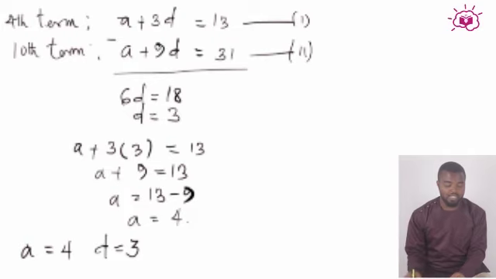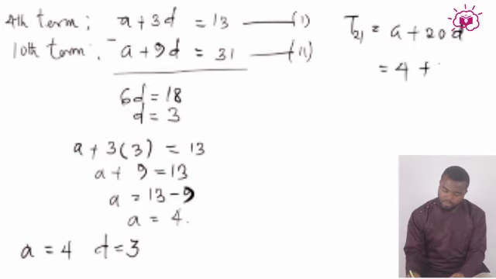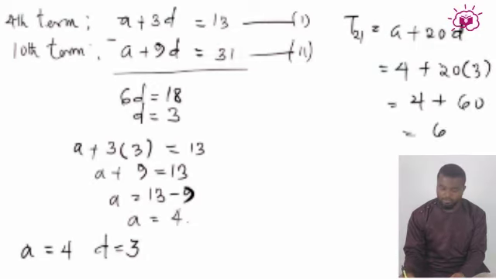So now we can find our 21st term. The formula for our 21st term is a plus 20d. Our first term is 4 plus 20 times the common difference, which we got as 3. So that will give us 4 plus 60, and that will be 64.